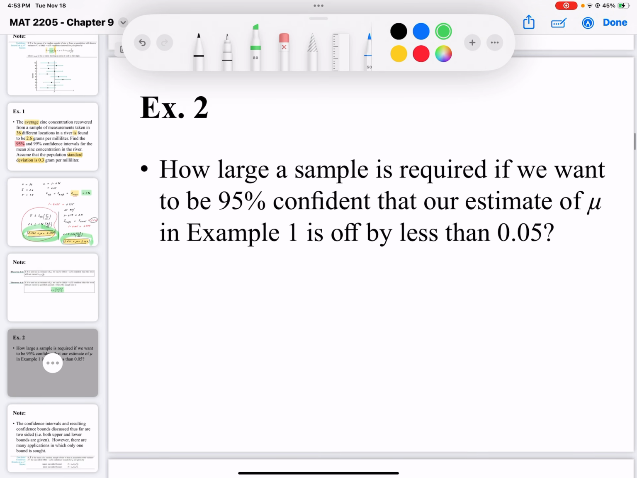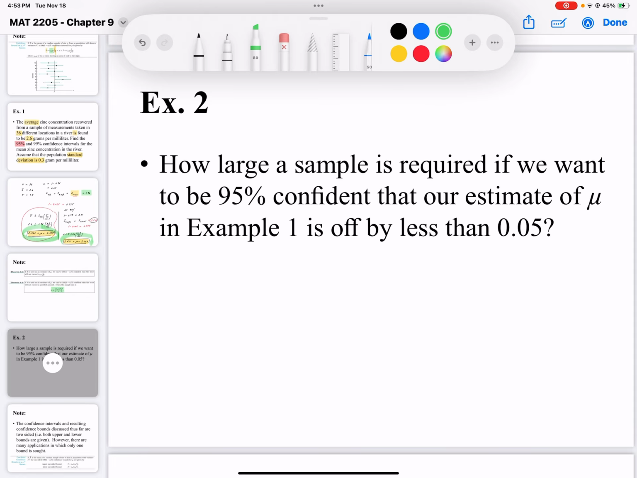All right, how large of a sample is required if I want to be 95% confident that our estimate in example 1 is off by less than 0.05? All right, so what are the things that we have here? Well, first, we do have a confidence level, 95, okay? We have our error estimate, so our E value, that's 0.05. And they want us to use the data in example 1 again. So if you remember, in example 1, our population standard deviation was 0.3.